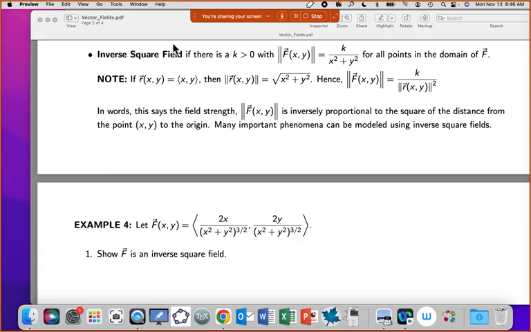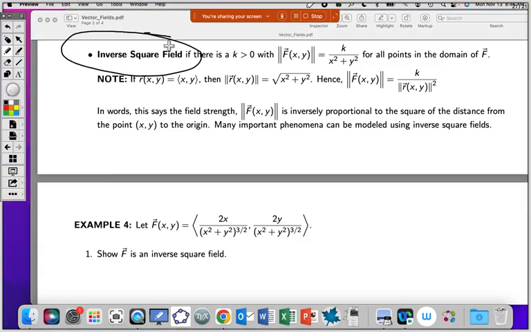Inverse square fields are very popular in a lot of applications. There are a lot of things that drop off by 1 over the distance squared. For example, gravitational force and luminosity are things that drop off as 1 over distance squared. So if the magnitude of your field is some constant divided by x squared plus y squared, it's called an inverse square field.